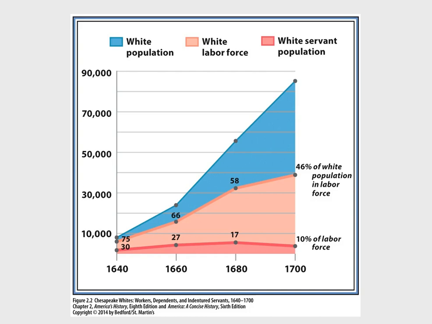All right, this is just a map. A map of the Chesapeake whites, 1640 to 1700.